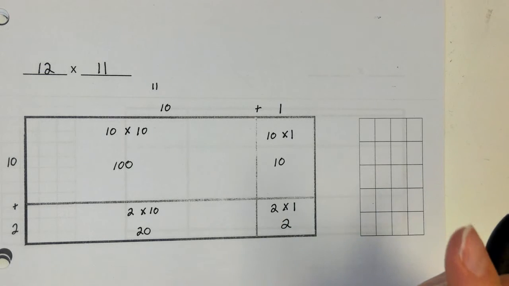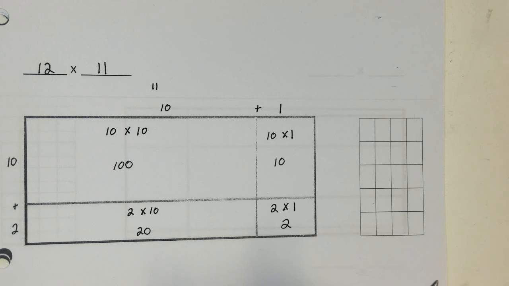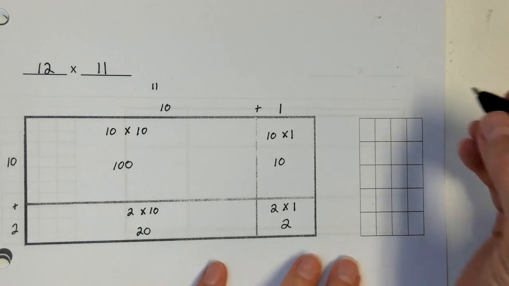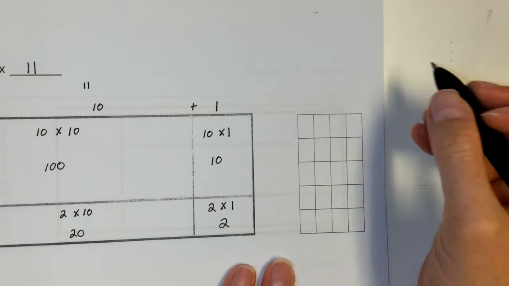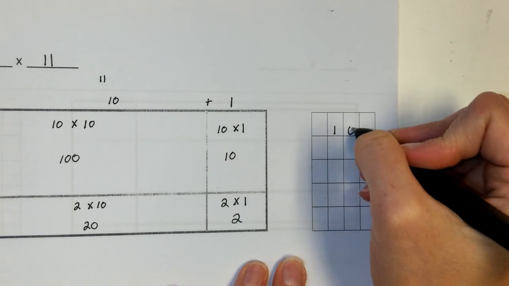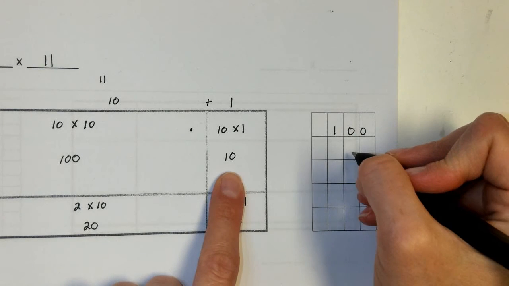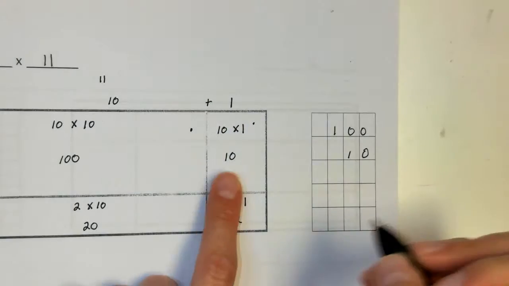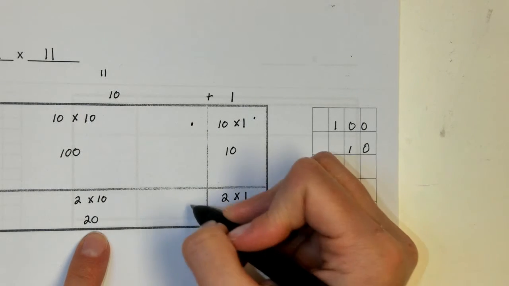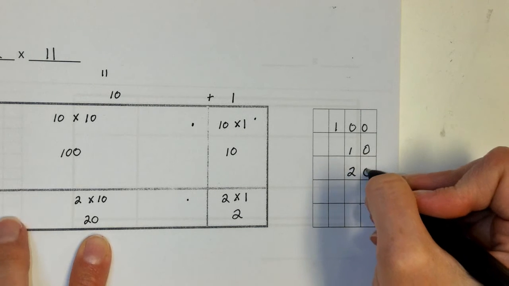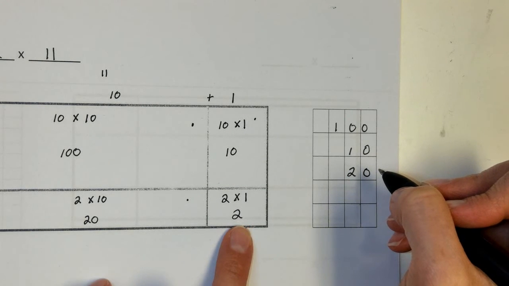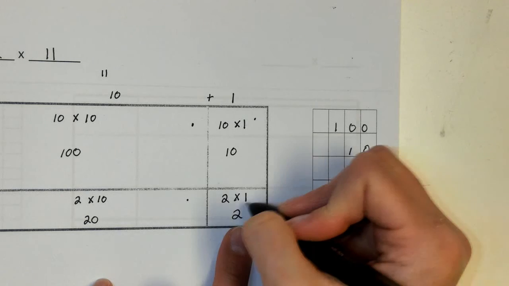All right. So I've drawn my box and I wrote my numbers in expanded form. I've multiplied the parts. Now what do I do? I add the products. So I need to write down my products. My first product is 100, and then I'm just going to put a little dot in this box so I know I've written it down. My next product is 10. I'll put a little dot in the box. My next product is 20. Put a little dot in the box. And my last product is 2, and I'll put a little dot in the box.